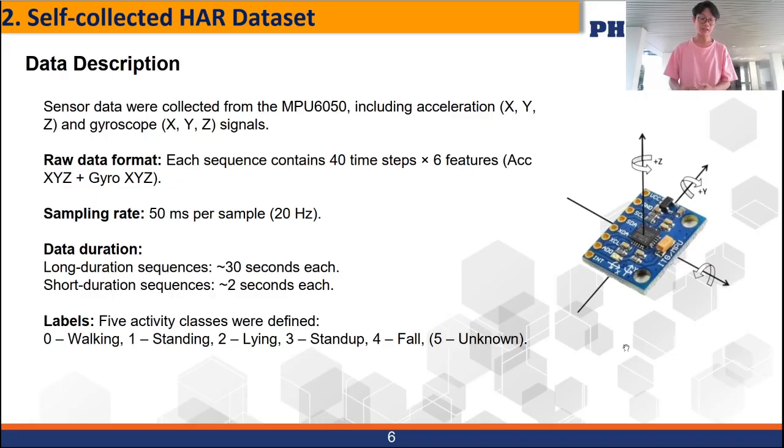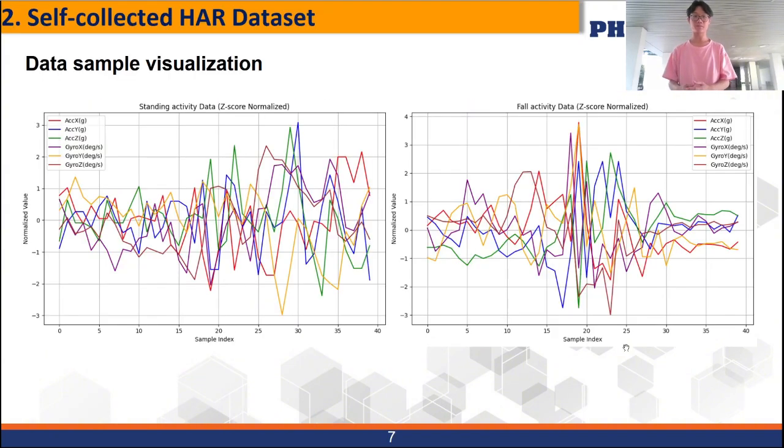We collect data for 30 seconds for long-duration activities such as walking, lying or standing, and 2 seconds for each short activity like fall, stand up, or sit down. In this dataset, we have 5 activity classes: walking, standing, lying, stand up, and fall, and one for unknown. This is our data sample. As you can see, the standing activity remains quite stable, and the fall activity has a big skew.